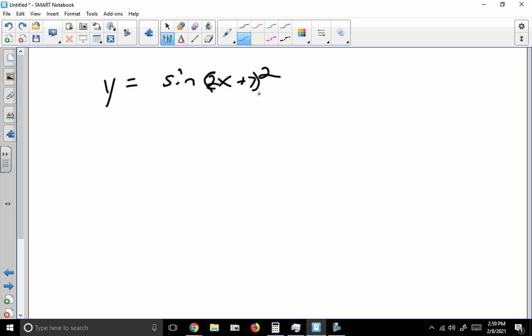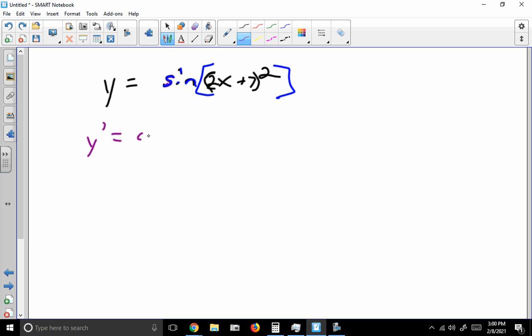All right, here we have three layers. We have sine of something, and then that function on the inside has two layers. So how are we actually going to do this?